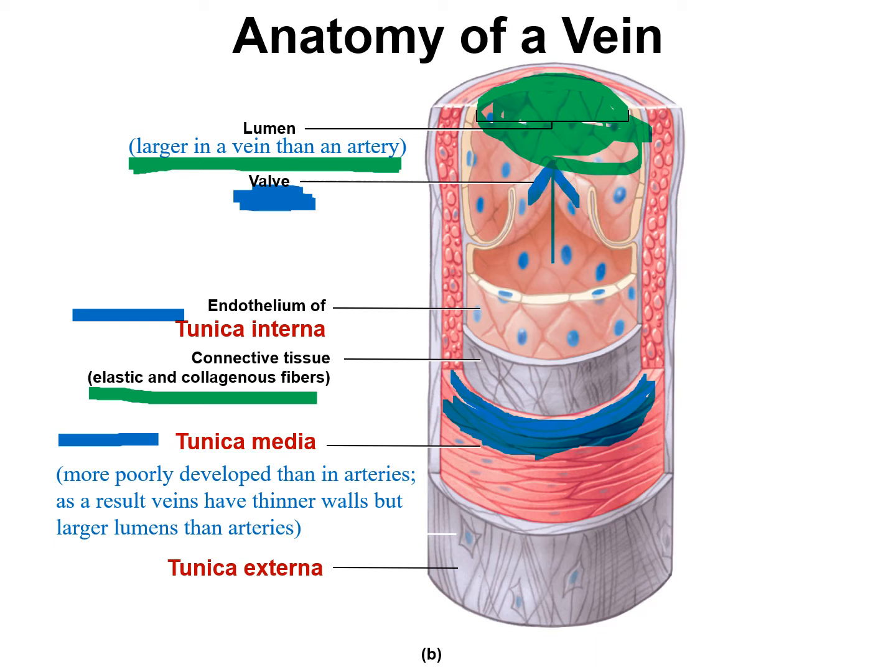And why do you think that is? Well, it has to do with blood pressure. There's not nearly as much blood pressure in veins as there is in arteries, and that's why you don't have nearly the amount of elastic tissue in the tunica media of a vein as you do in the tunica media of an artery. And finally, the tunica externa is there mostly for attachment of the vein to surrounding tissues. That's really what it's for. There are also some elastic and collagenous fibers in the tunica externa as well.